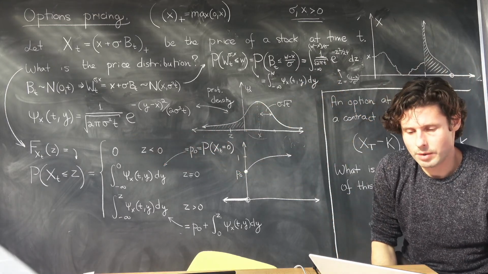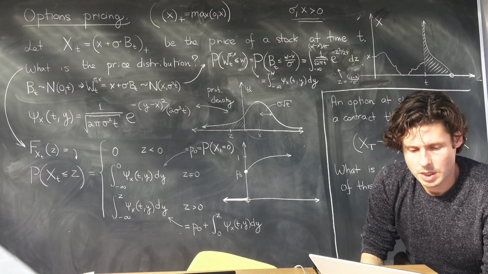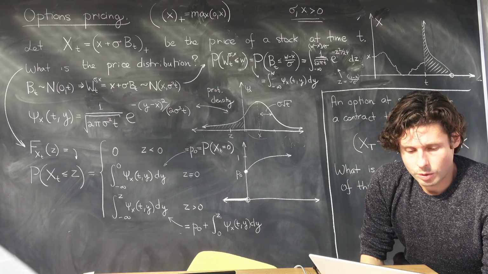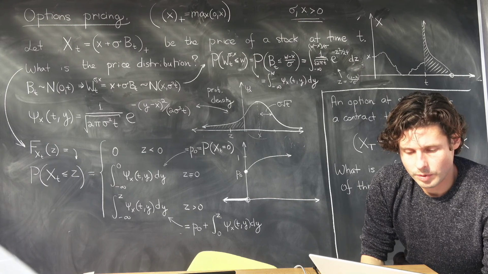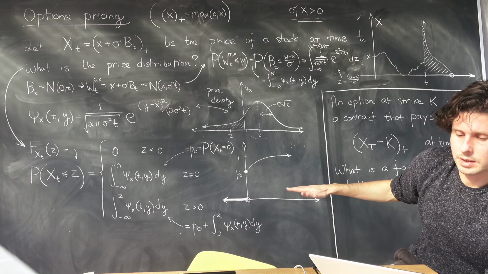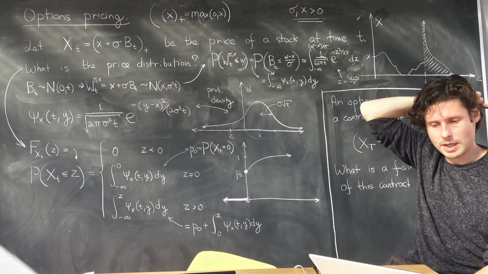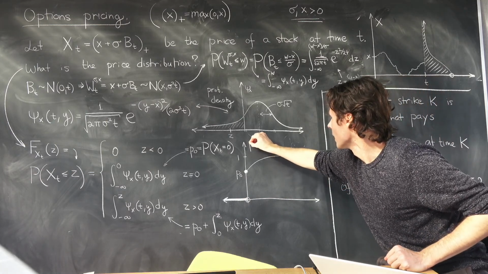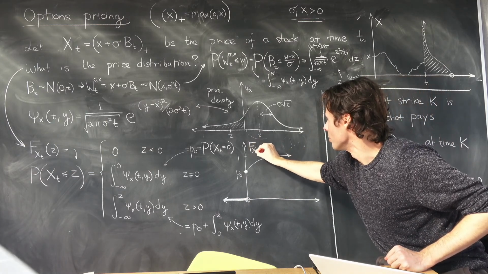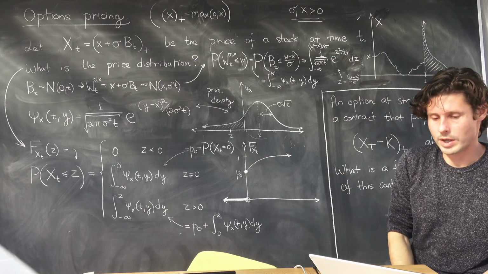So now we get to the final part, which is what about the cumulative distribution of the price? This is the more important part. I've drawn it here. Let's see why this picture makes sense. This would be F of x, the cumulative distribution function of X_t, the price at time t.